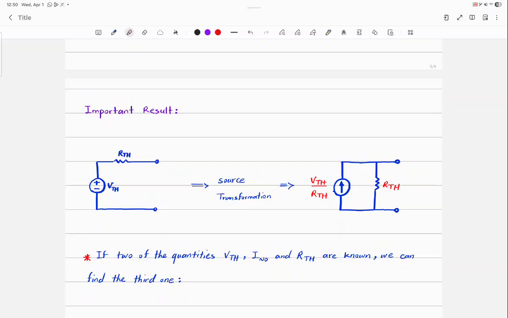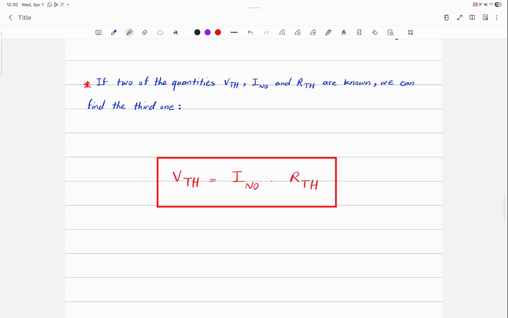Imagine that you have a circuit on your second exam, and it's asking you three questions in order. First, find V_TH. Second, find I_N. Third, find R_TH. This is my suggestion: on the exam, find the two easiest ones based on circuit analysis. How about the third one? Ohm's law. We just proved that they are very closely related, right?